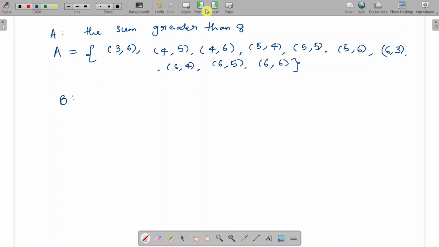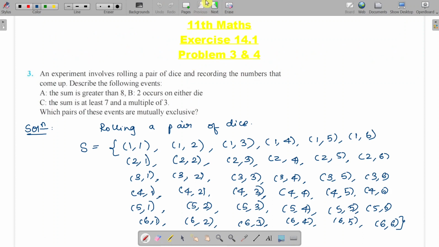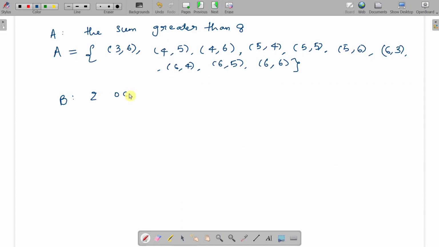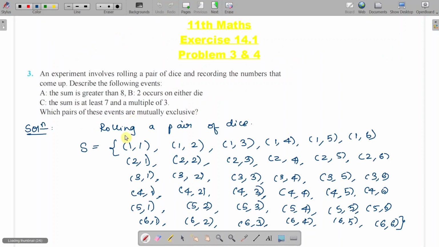Now let us look at event B. Event B is 2 occurs on either die, right? So that means B will be equal to what? So 2 occurs on either die. So if you look at the sample points here in the sample space, this will be there, 1 comma 2, right? We got 2 occur on the second dice. So the 2 should occur on either the first dice or the second dice or both dice, right? So 1 comma 2 will be there, 2 comma 1 will be there, 2 comma 2, 2 comma 3, all this will be there.